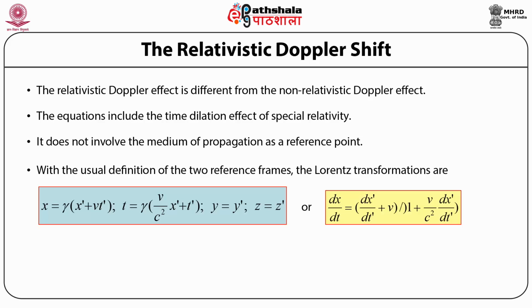So from these Lorentz transformations, we can then write down the relation for the speed, which is given as the derivative of x with respect to time, that is dx by dt, is equal to (the derivative of x prime with respect to time t prime, that is dx prime by dt prime, plus v) whole upon (1 plus v by c square times the derivative of x prime with respect to t prime, that is dx prime by dt prime).